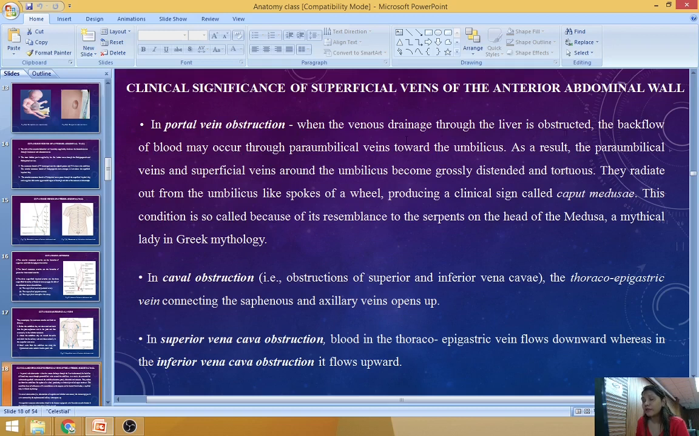Okay, if venous drainage to the liver is obstructed, backflow of the blood may occur. If obstruction is there in the liver, there will be backflow of the blood through the paraumbilical veins. Paraumbilical veins means small veins near the umbilicus. As a result, the paraumbilical vein and superficial veins around the umbilicus become grossly distended and tortuous. They radiate out of the umbilicus like the spokes of a wheel.